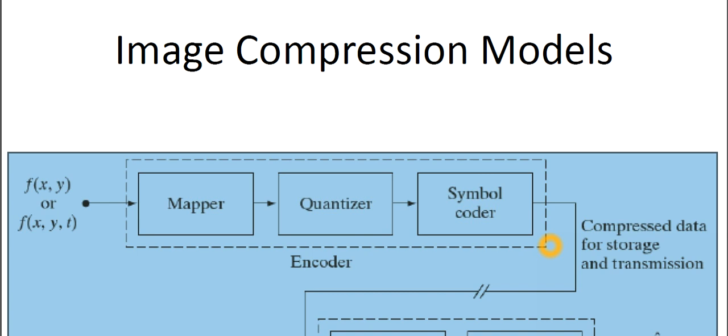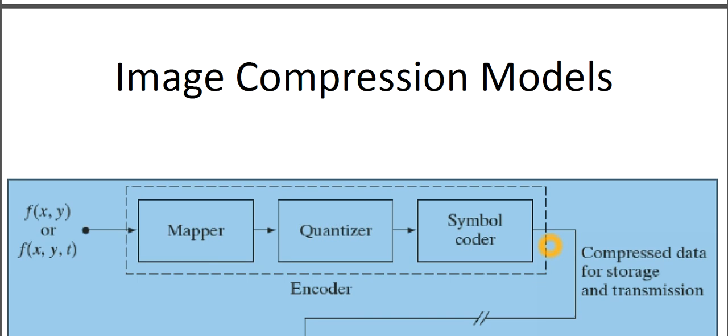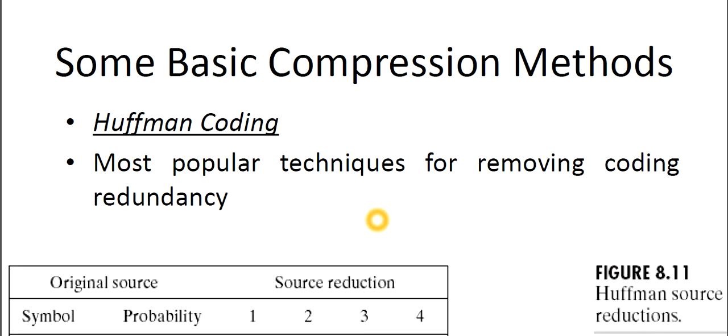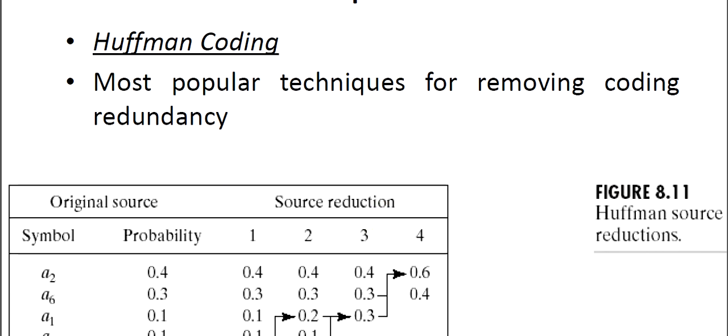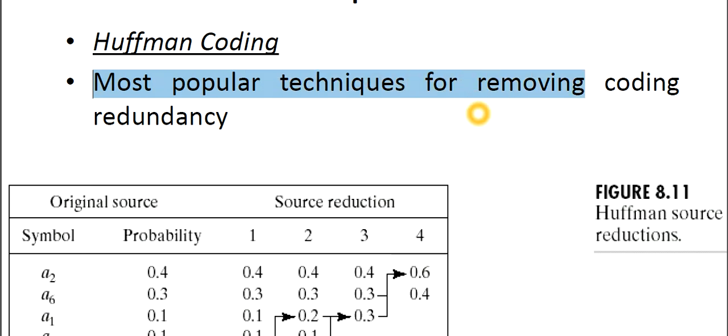Today I am going to discuss some important image compression techniques. They are very important. The first one is Huffman coding. First, questions may come like what do you understand by Huffman coding, or write the steps involved in it. Huffman coding is one of the most popular techniques for removing coding redundancies.